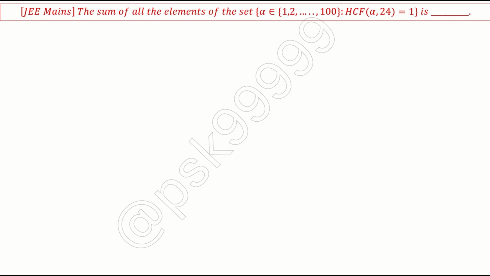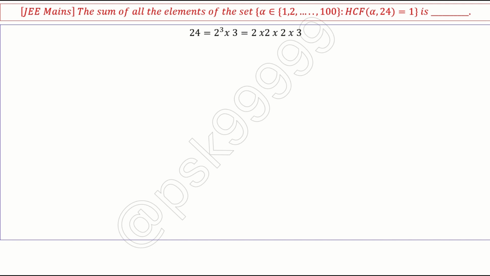Okay, next. This problem came in JEE Mains, exactly similar to the previous one. Just because it has come, I want to give you another practice question here. Sum of all elements of set alpha, where alpha belongs to 1 to 100, where HCF of alpha and 24 equals 1. Which means it is half of the previous problem. All co-primes of 24, that's what we are looking at from 1 to 100.